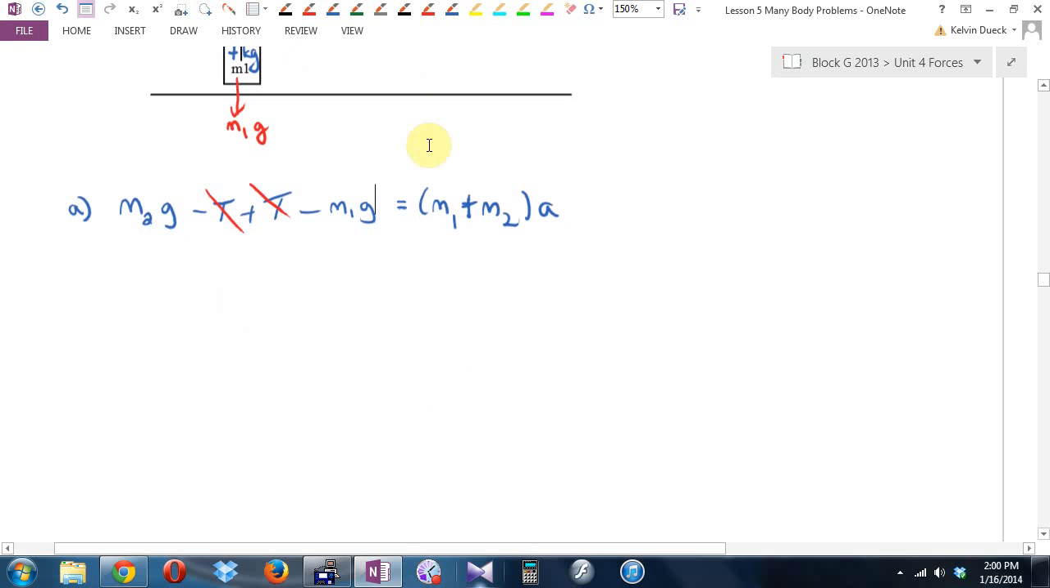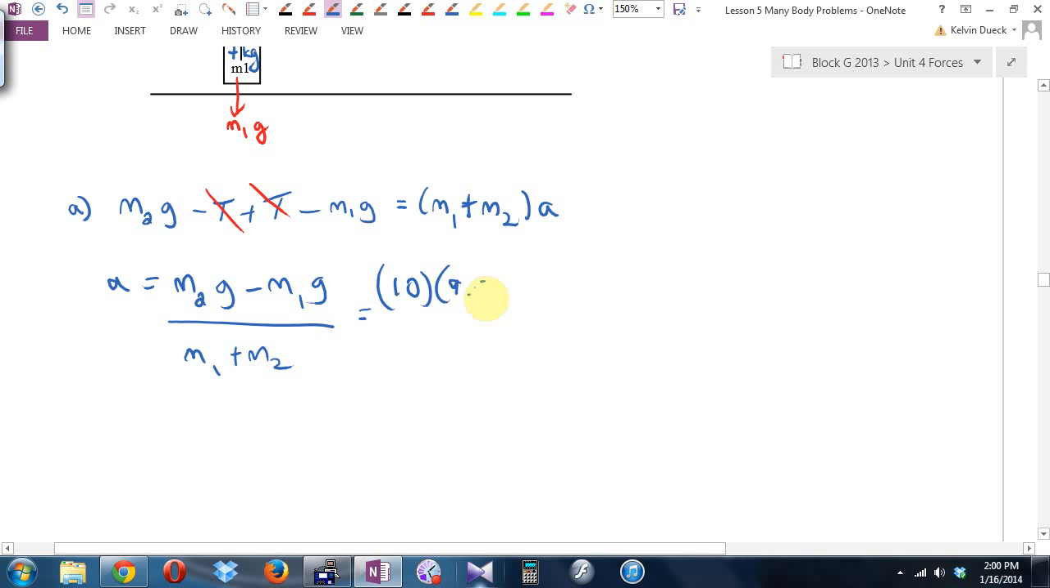So if I hear you correctly, and I think I do, you're saying, hey, A is going to be M2G minus M1G divided by M1 plus M2. Well, let's keep going. M2, 10, G, 9.8, minus M1, 7, G, 9.8, all divided by 10 plus 7, which I did in my head and said was 17.